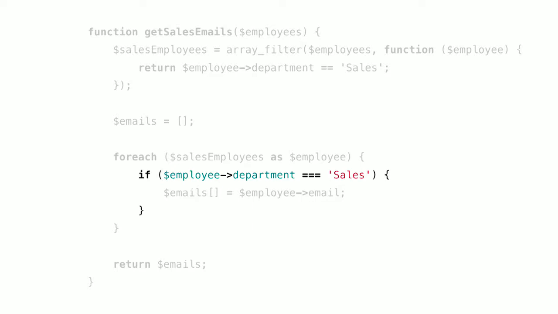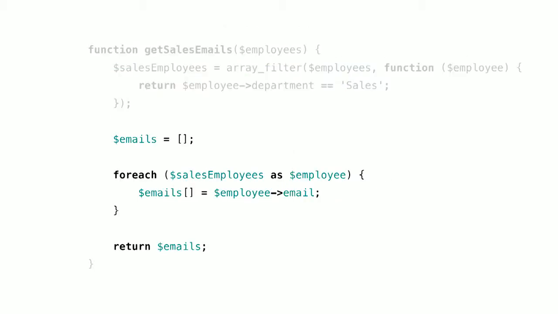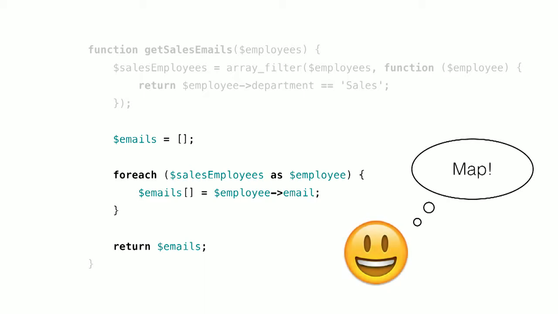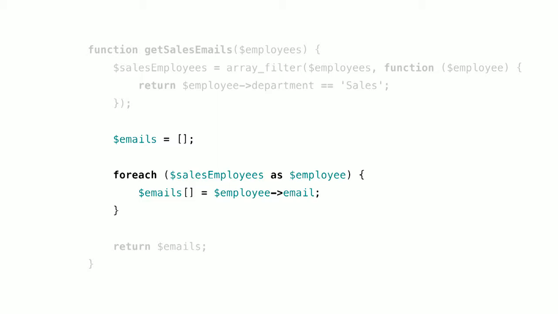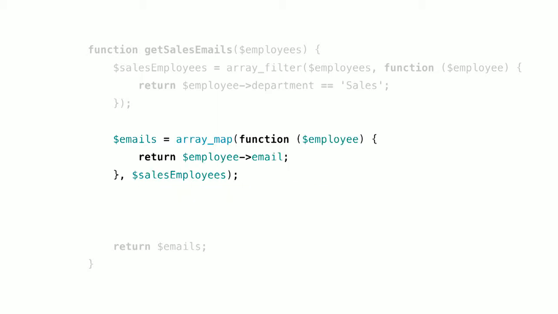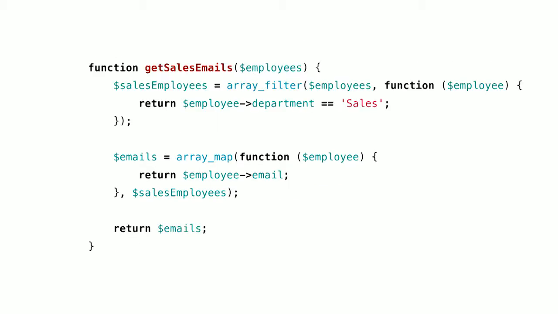And now this conditional is totally unnecessary because we know that we're working with sales employees. We don't have to verify that they're in the sales department. So that conditional goes away. And now what we're left with at the bottom here, hey, that actually is map now. So if we take this chunk of code, we can replace that with a call to array map, and now we're left with this function.